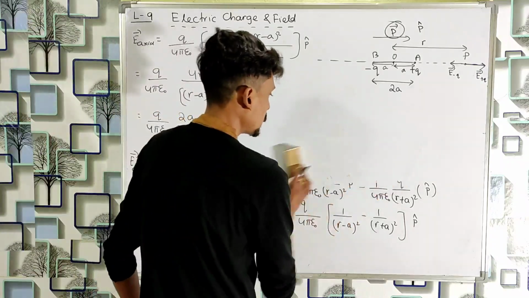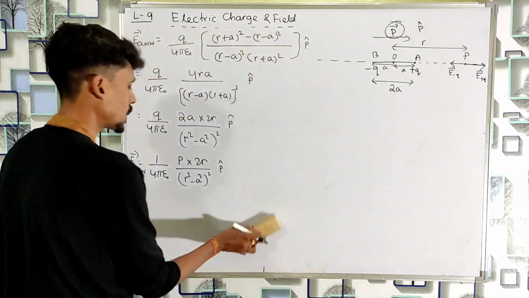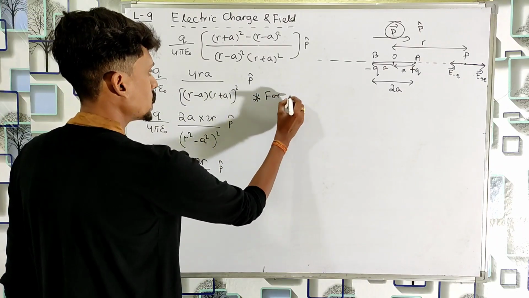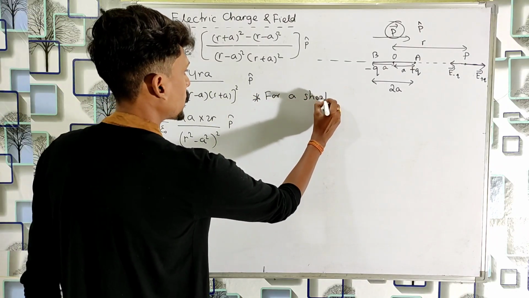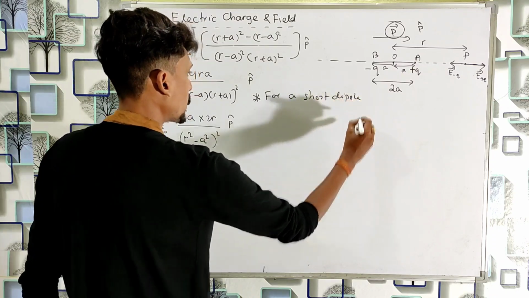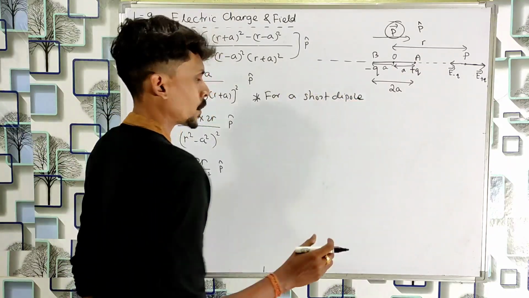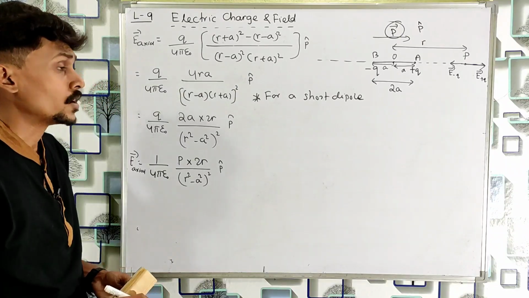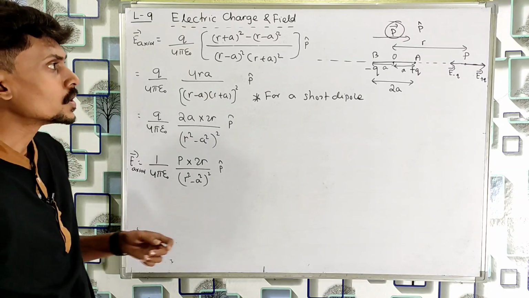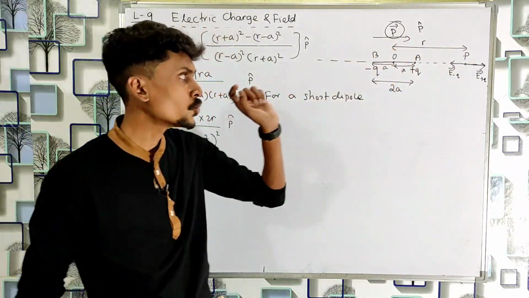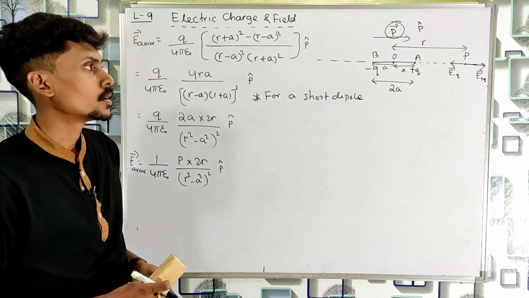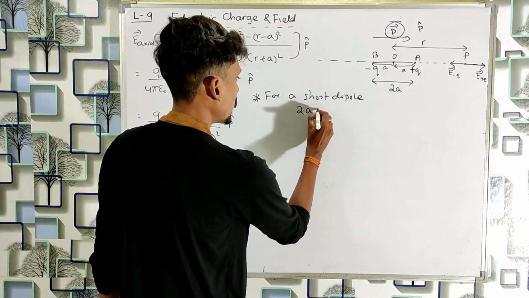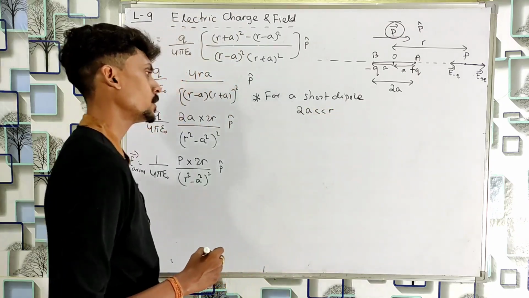So there is a special case. And what is the special case? For a short dipole, the special case is for a short dipole. Short dipole means what? The separation between the two charges or the dipole length is very small. It is very small compared to the distance R. Means 2A is very small than R. For a short dipole, 2A is very small than R.